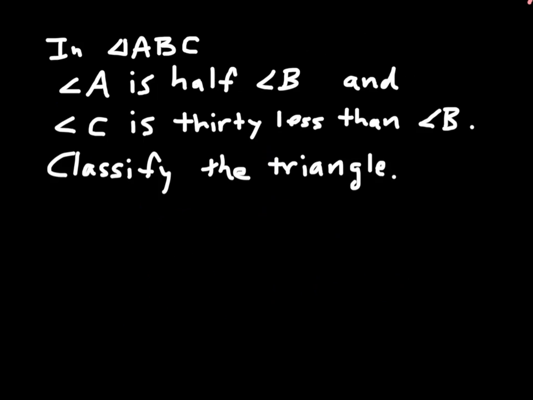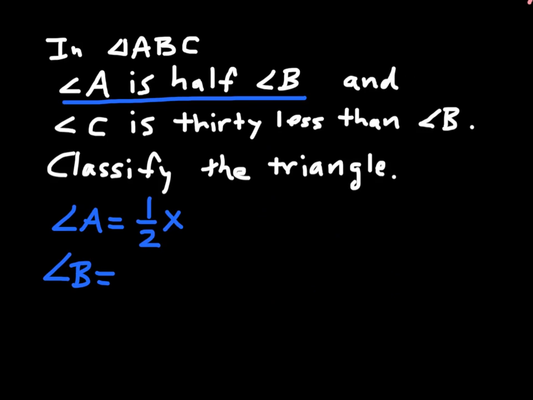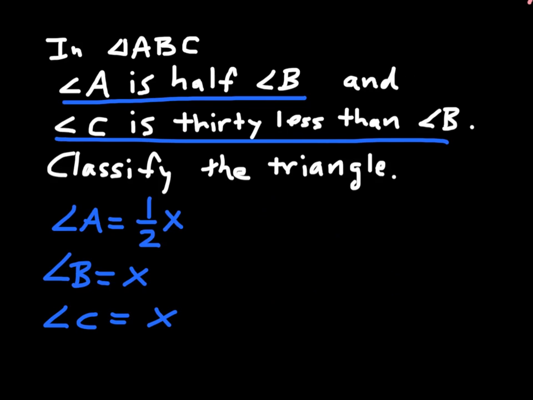Again, this last one, I'm given the question in words. In triangle ABC, angle A is half as big as angle B. So if that's true, then angle B must be my x, if I'm setting it up that way. Angle C is 30 less than B. Angle C is going to be x minus 30, not 30 take away x.